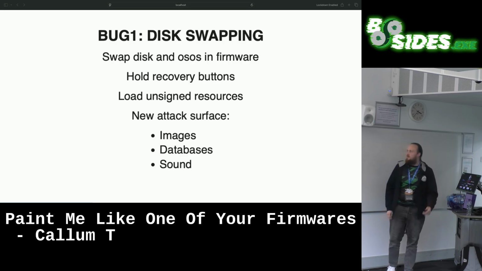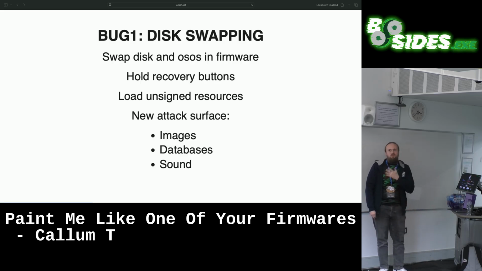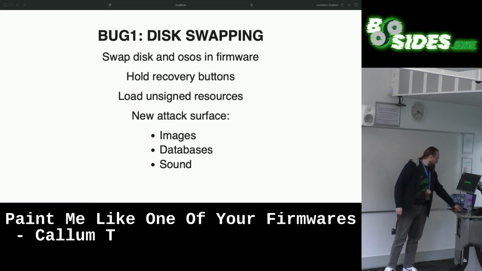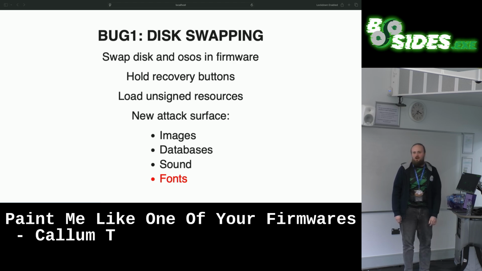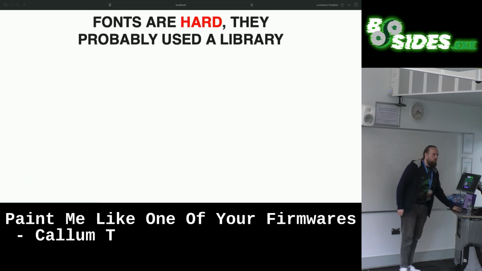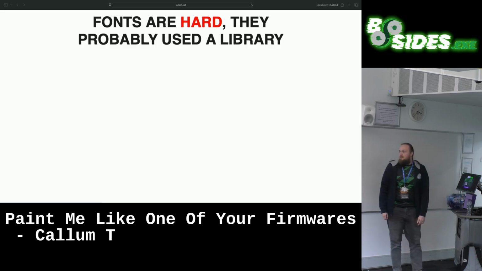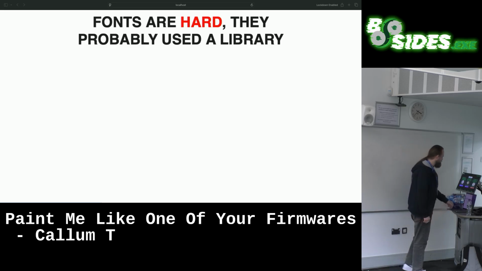When you look at what's in there, there are images, databases, and audio. We had some of this already, so it wasn't really new, but it also has fonts. And fonts are really hard to do correctly, so they probably took somebody else's code. Font formats are infamous for the history of lots of exploitable bugs.